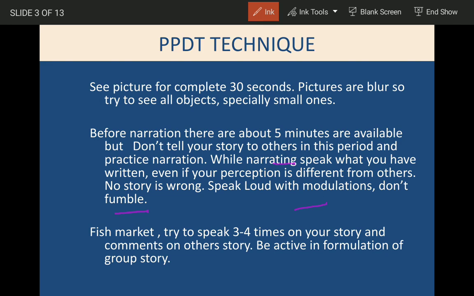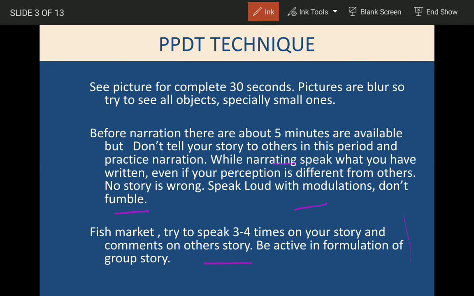Now once the narration is over, the fish market starts. Everybody will start fighting and shouting, and all kinds of things will start happening. But how to tackle this? You don't get involved in these things. Look for a window of opportunity and give points about your story. And when others are narrating their stories, listen to them very, very carefully, and then speak about their stories also.